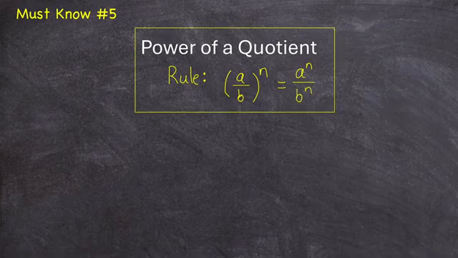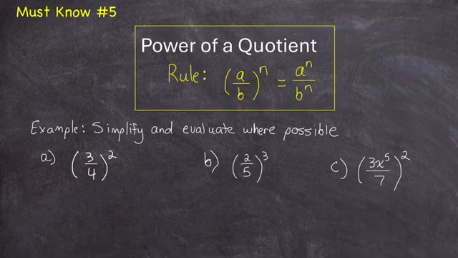And let's do a few examples to see how this rule works. In this example, it says to simplify and evaluate where possible. All 3 examples, we have powers where the base of the powers are all quotients.